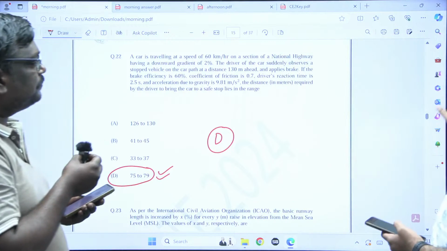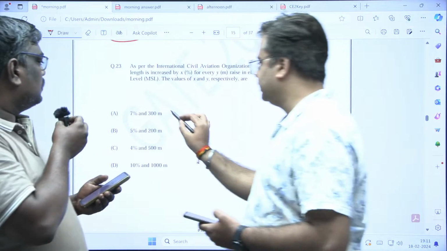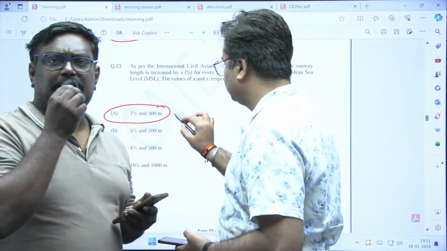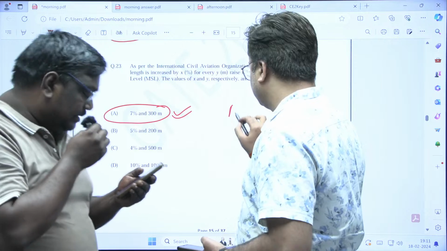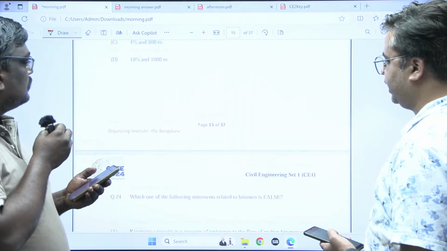Next, question 23. Option A is the right answer. Students, 7% increase in length and 300 meter. This is the correct answer for question number 23. Now next.